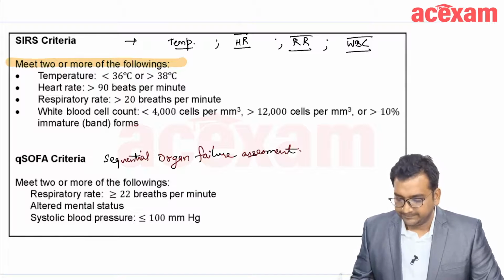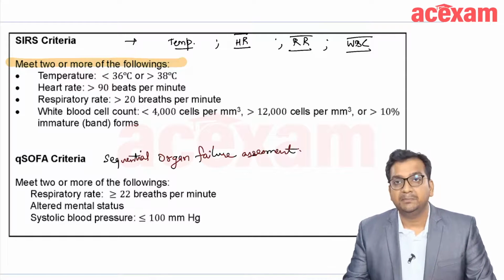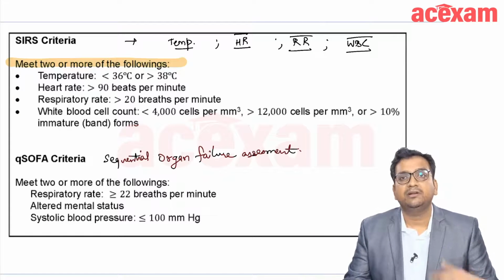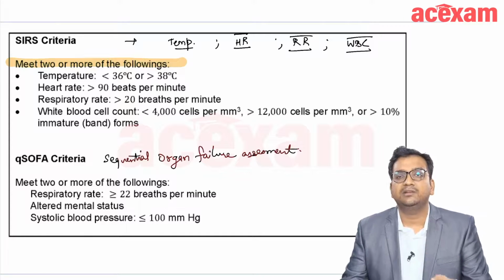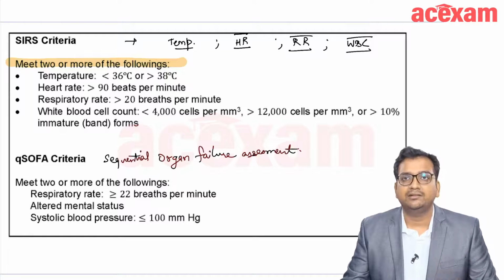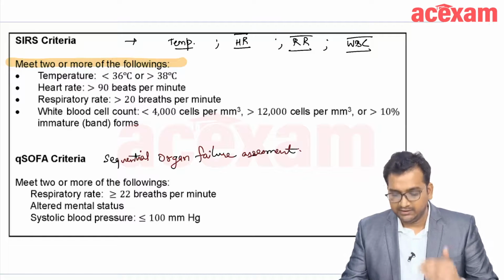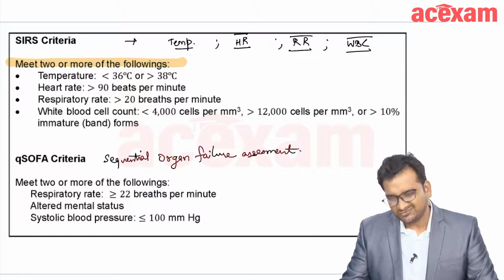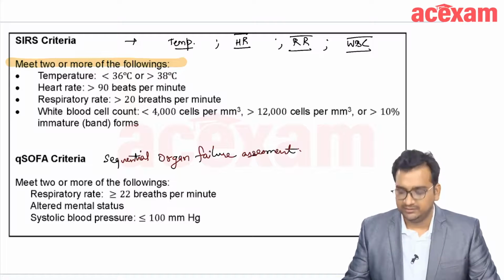Okay. Why are we not taking BP here? Because if the BP is low, the patient will be in shock and the criteria will shift from SIRS to sepsis and sepsis to septic shock. That is why BP is not included in SIRS. This you have to remember. And it is temperature, heart rate, respiratory rate, and the WBCs.